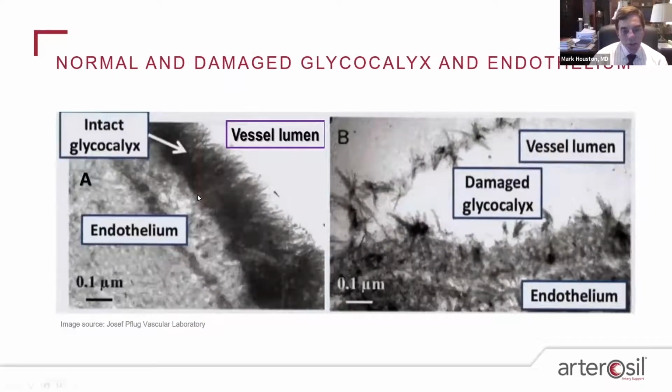This is electron microscopy. Here's the intact glycocalyx here, the vessel lumen here, and then the endothelial lining. So this would be a normal glycocalyx. However, after it's damaged, you can see that it's very much in disarray, much thinner, has escape routes into the vascular endothelial lining. And then once this is damaged, the endothelium is soon to follow.